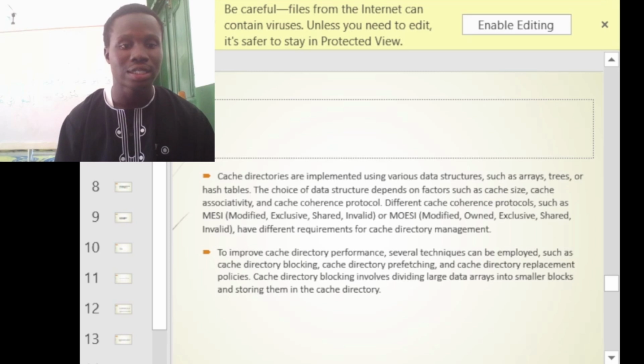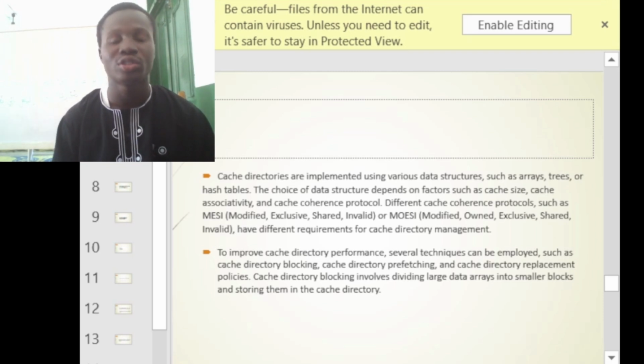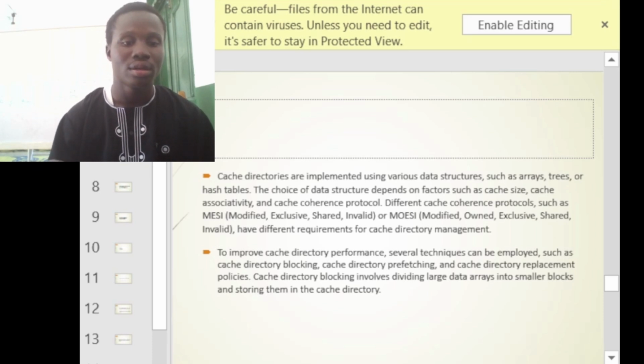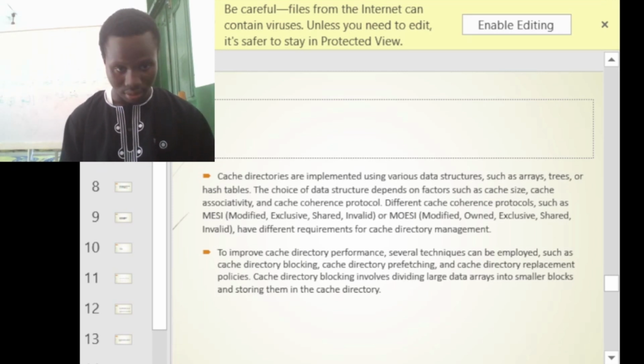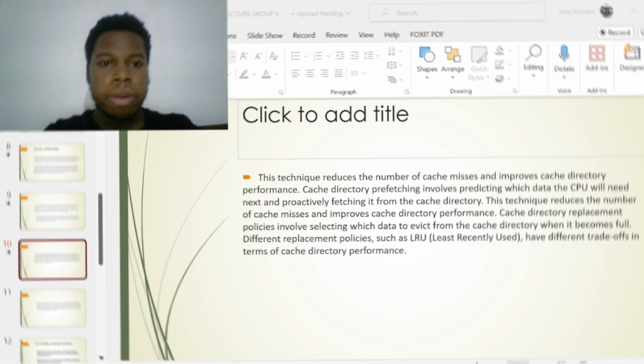Different cache coherence protocols such as MESI, that is Modified Exclusive Shared Invalid, or MOESI, that's Modified Owned Exclusive Shared Invalid, have different requirements for cache directory management. To improve cache directory performance, several techniques can be employed, such as cache directory blocking, cache directory prefetching, and cache directory replacement policies. Cache directory blocking involves dividing large data arrays into smaller blocks and storing them in the cache directory.